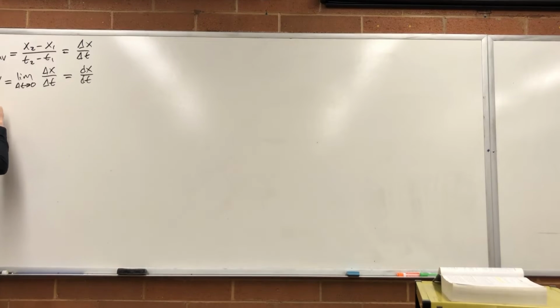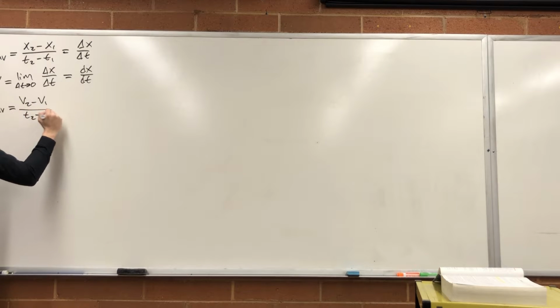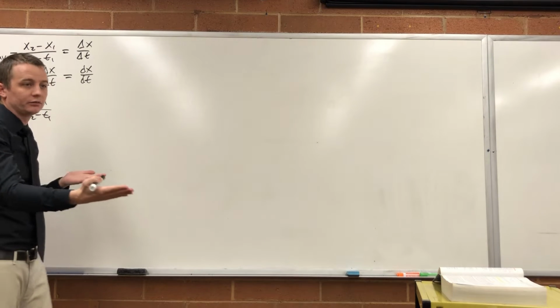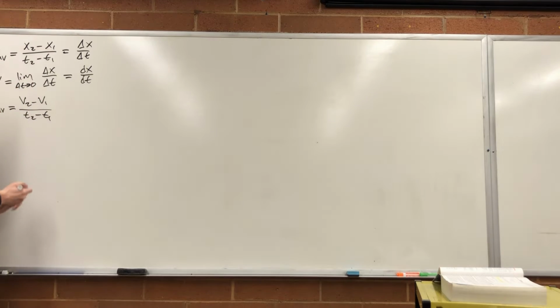And then similarly, your average acceleration is your change in velocity divided by your change in time. So if I was going 10 meters per second, and a second later I'm going 20 meters per second, I accelerated 10 meters per second squared.